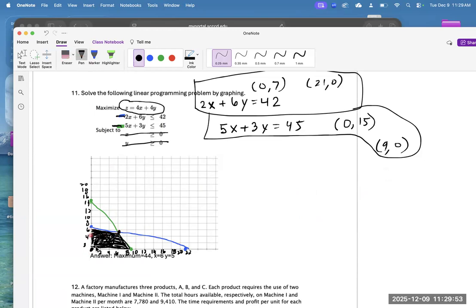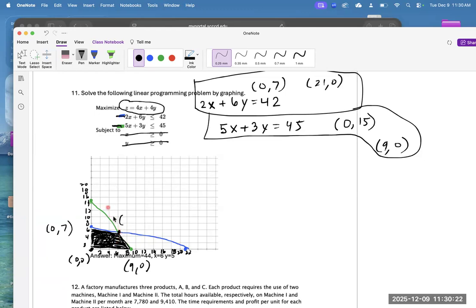So I'm noticing the corner points here. The corner points are 0, 7. That was actually one of the y-intercepts for one of the lines. And then it's 9, 0 over here. And then this corner point is 0, 0. Often I don't really think about testing that point because normally it's not a maximum value of our equation, but I like to include it still.